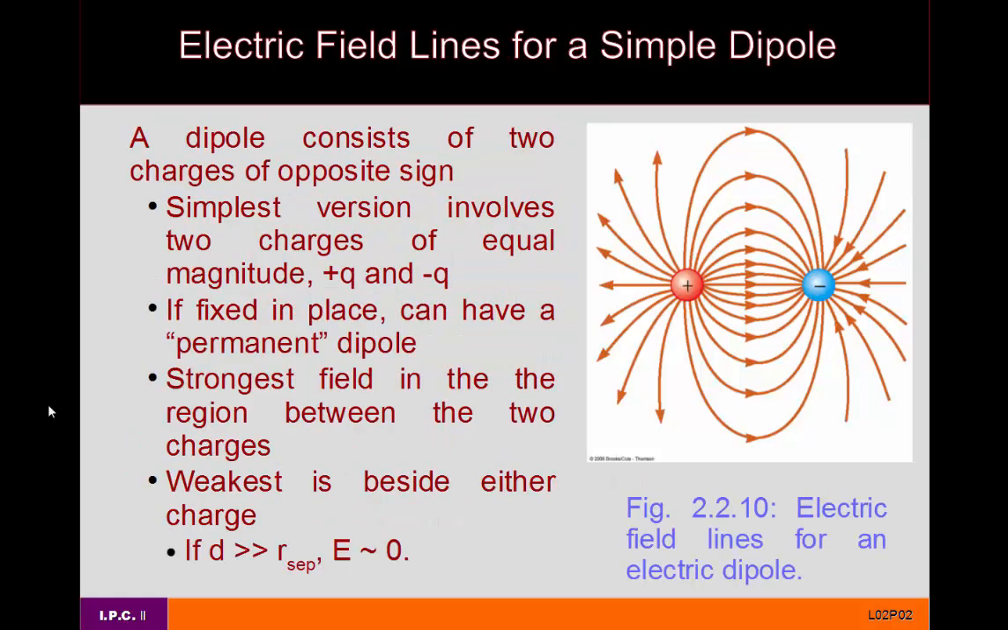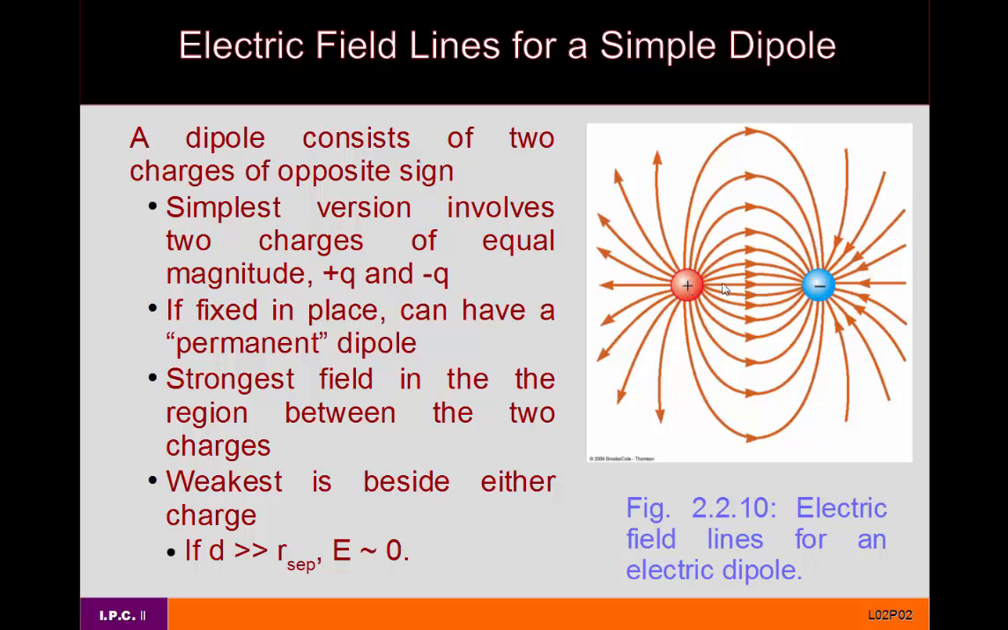All right, the simplest thing you can do with multiple charges is what's called a dipole. And this diagram actually shows a simple dipole. It basically consists of 2 charges. The 2 charges have to have opposite signs, so this one's a positive charge, this one's a negative charge. If you fix the 2 charges in place, you've got what's called a permanent dipole. And let's look at what the fields are doing.